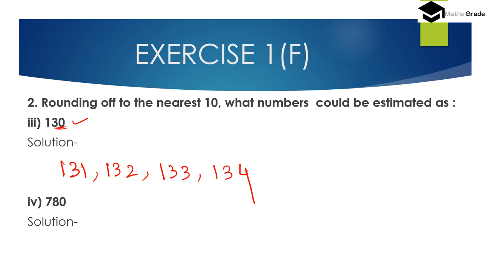If the tens place digit is 2 and the unit place digit is 5, that is 125. 125 rounded to the nearest 10: this 5 is equal to 5, and the tens place digit 2 changes to 2 plus 1, that is 3. And this 5 changes to 0, so it will be 130. So the number is 125.